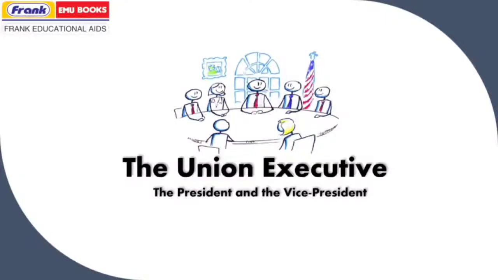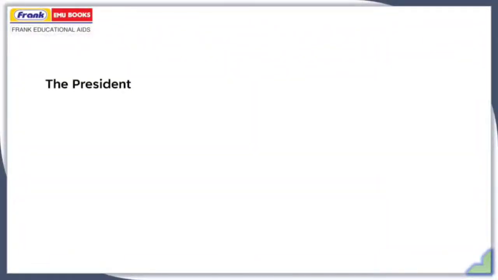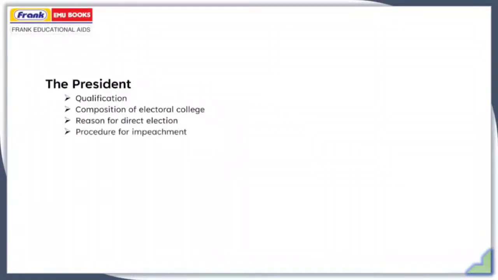the Union Executive, the President and the Vice President. So in this video, we are going to learn about the President. What are the qualifications? What is the composition of the Electoral College? The reasons for indirect election, the procedure for impeachment, and the powers: executive, legislative, financial, judicial, discretionary, and emergency powers of the President of India.